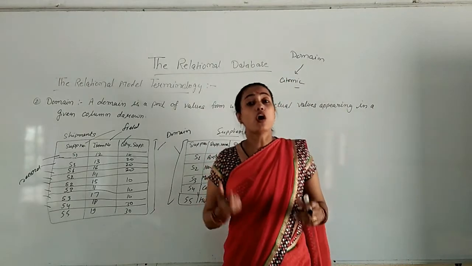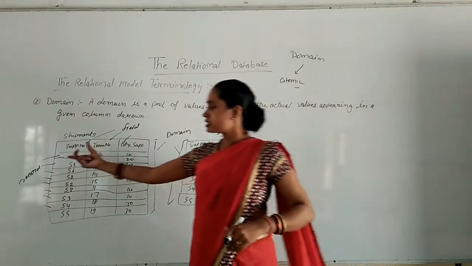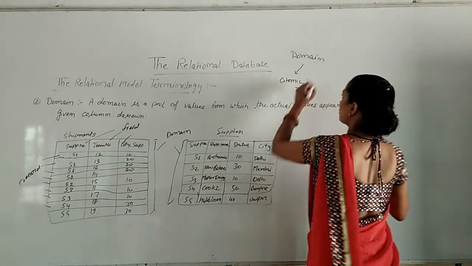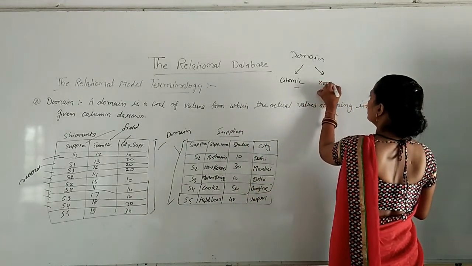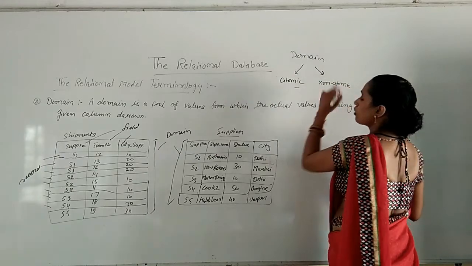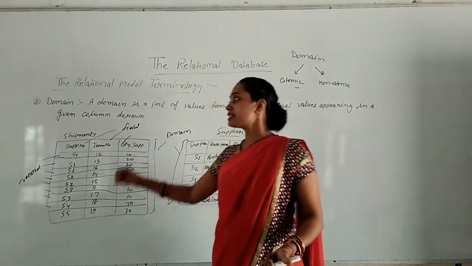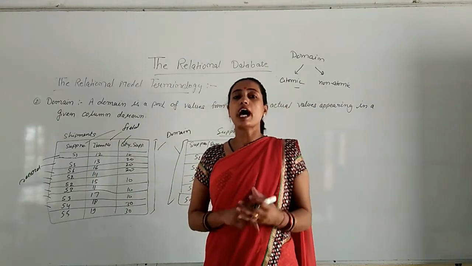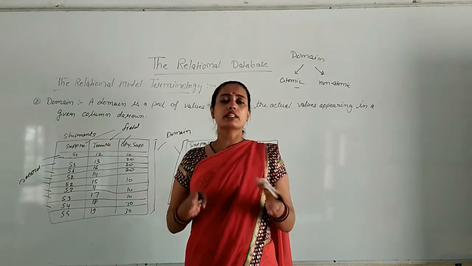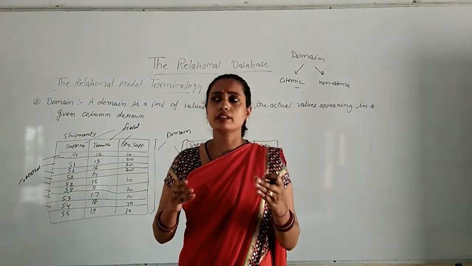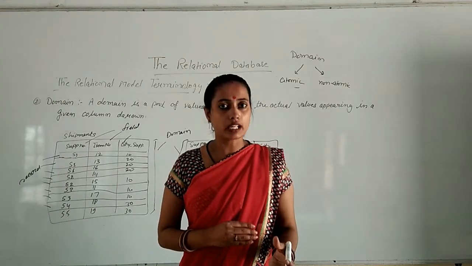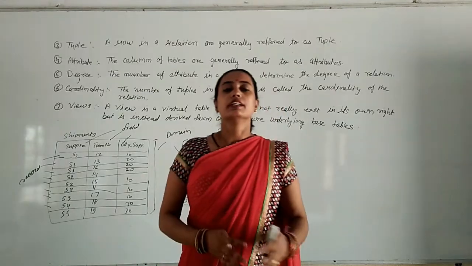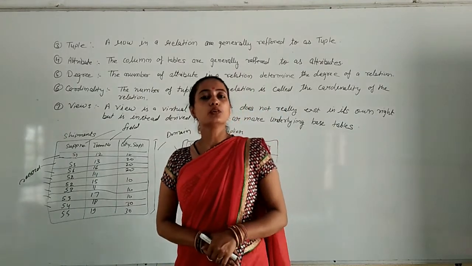And if I am repeating the data here, then it is not an atomic domain. It is a non-atomic domain. Here we are repeating data, so it is non-atomic, and this one is atomic. So we have two types of domain here, atomic and non-atomic. This is the second term, and I must say it is the column which is called a domain. Every column in a relation is called a domain, and according to their data, it is called atomic or non-atomic.